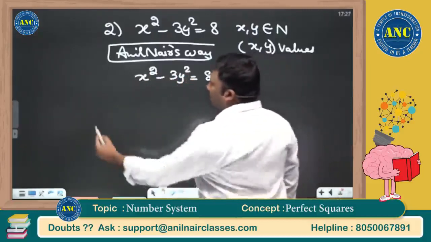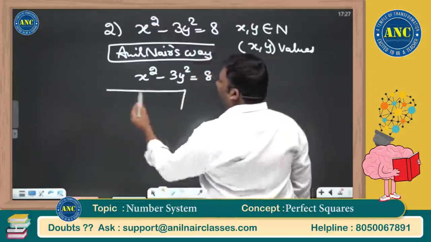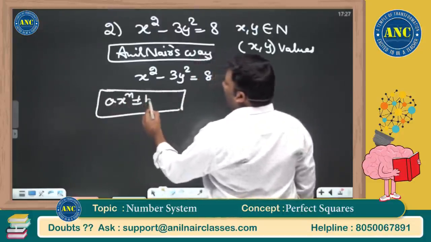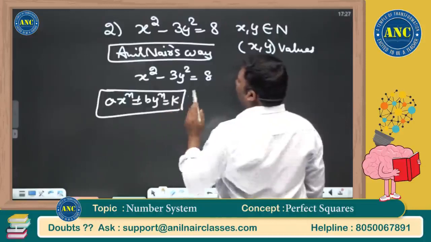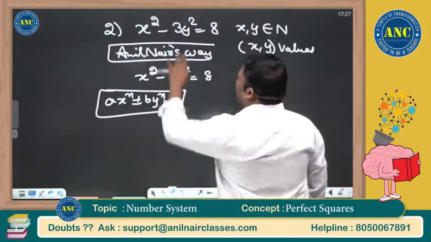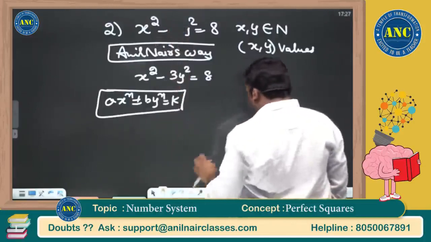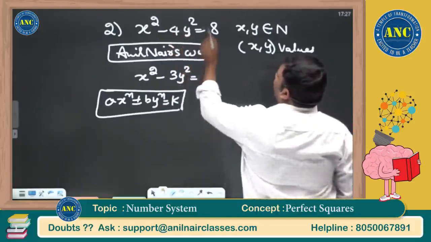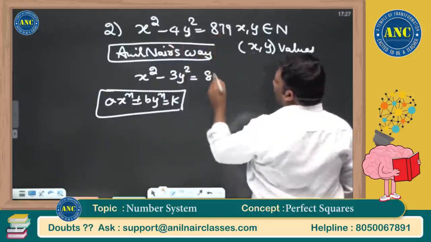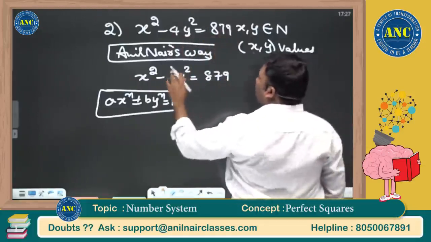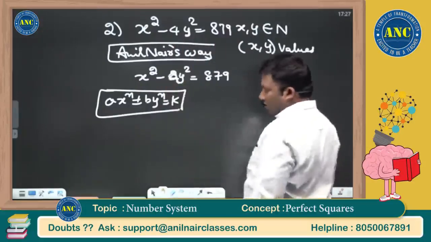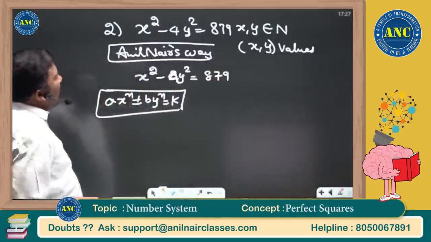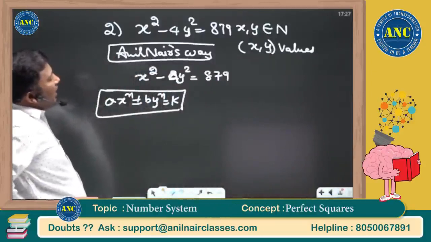Now, before we discuss this concept, we are trying to find the questions which are of the form ax power n plus or minus by power n equivalent to k. Before that, let me make it a little easy for you. Replace this 3, write it as 4. Then we will do it with 3. X square minus 4y square equivalent to 879. Then I will do the same question by telling you the counter of the problem. X square minus 4y square equivalent to 879. X and y are natural numbers.